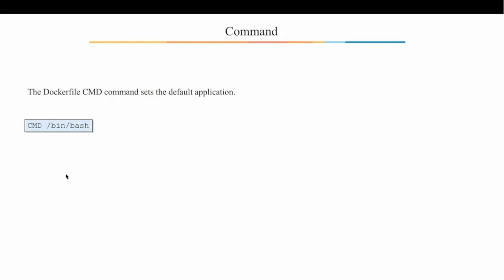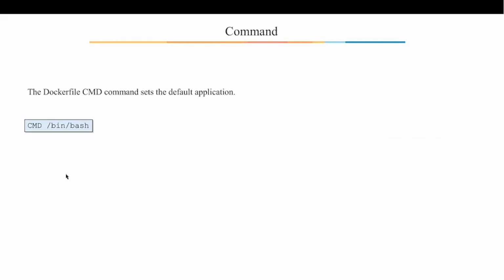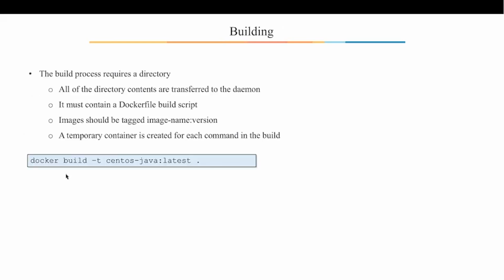So the difference between this CMD and this RUN: with RUN, you can put a series of different commands that you can run through. This CMD sets whatever you want to run by default when you run the container itself. That's what that is. And then we did this last week as well.